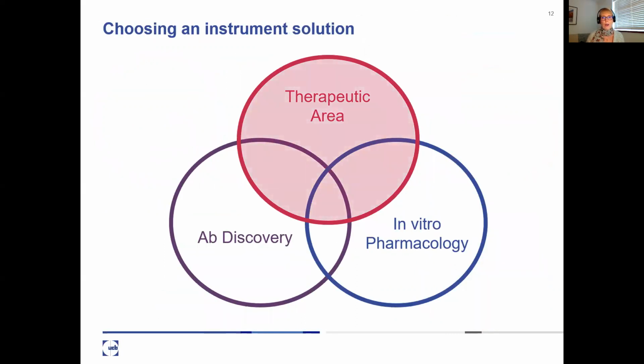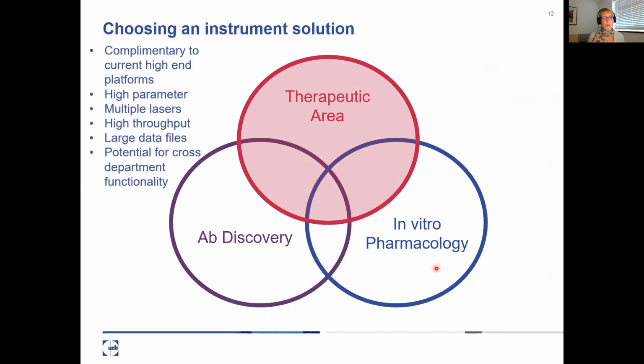So we were looking at instrument options for the TA back in 2018, and we not only wanted to expand the instrument portfolio to satisfy the demands of the user base in this area, but we were also mindful of our ability to overlap with other departments and augment the potential of cross-department functionality. So we were looking for a system that was complementary to our current high-end platforms.